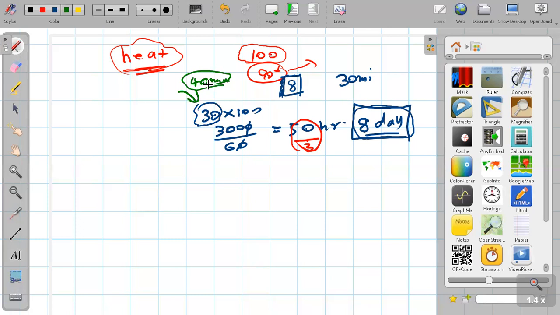8 weeks means definitely heat is completely finished. We might be still in, at least, current electricity, whatever.